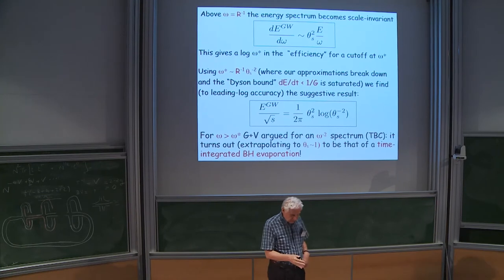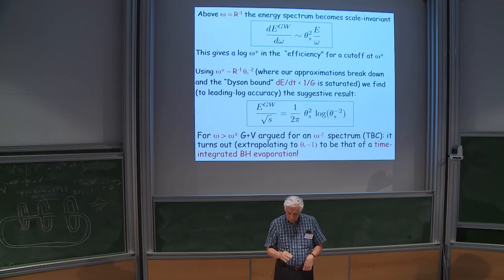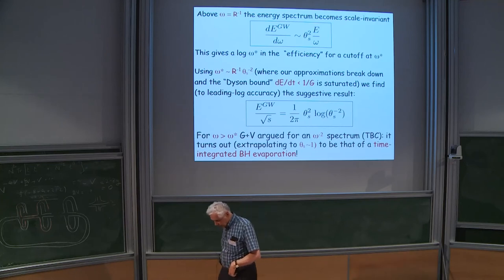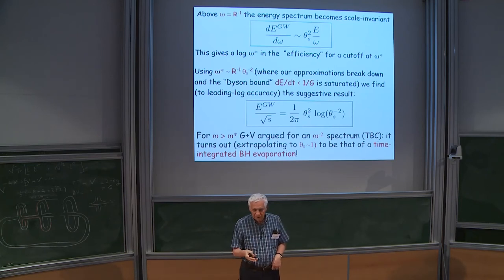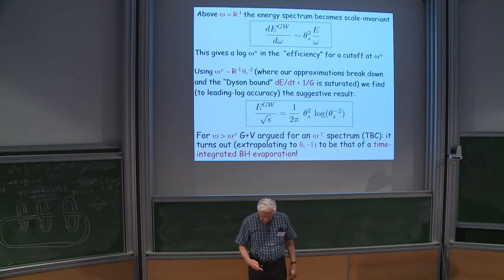And we argued with Gruzinov that above, the spectrum should become omega to the minus 2 instead of omega to the minus 1. And then, okay, we later realized that 1 over omega squared, I don't know if you know, is also the time-integrated spectrum of the evaporation of a Schwarzschild black hole, according to Hawking. I mean, if you collect all your quanta, then the spectrum ends up being 1 over omega squared. Okay.